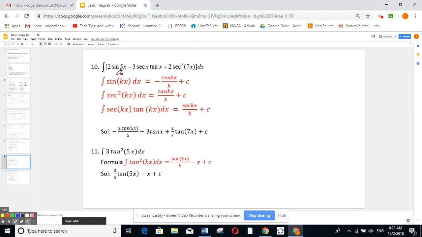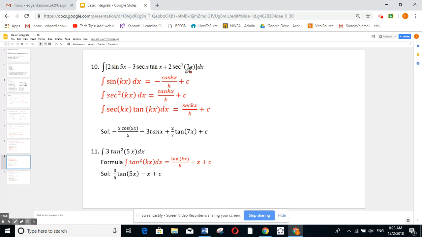Now here, this is the formula of sine integral, secant tangent, this is secant tangent, and secant square. Let us start. Sine is minus cosine 5x, minus 2 cosine 5x, derivative of 5x, I divide by 5. Secant tangent is just the formula, secant x, but I have a 3 before, so minus 3. Here I have secant square.